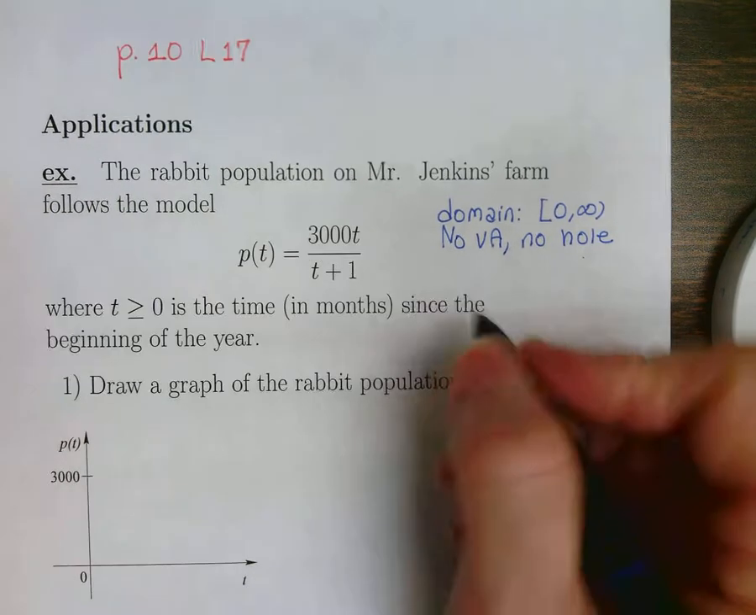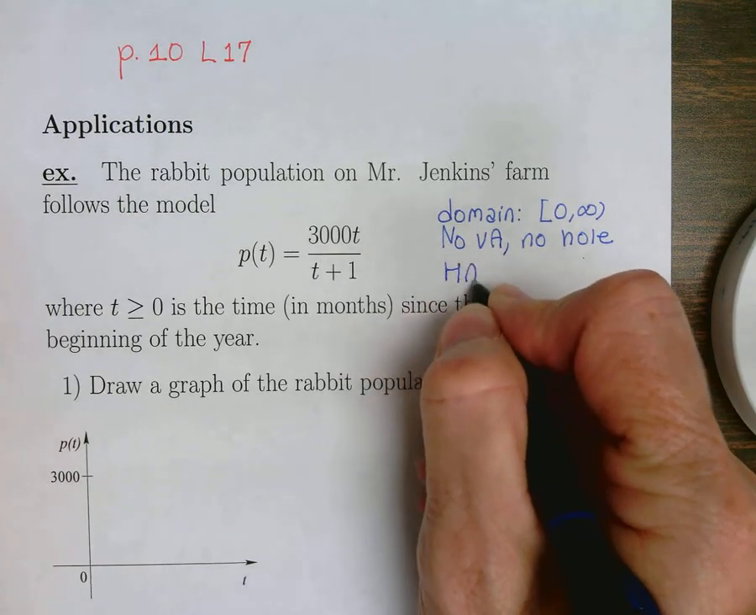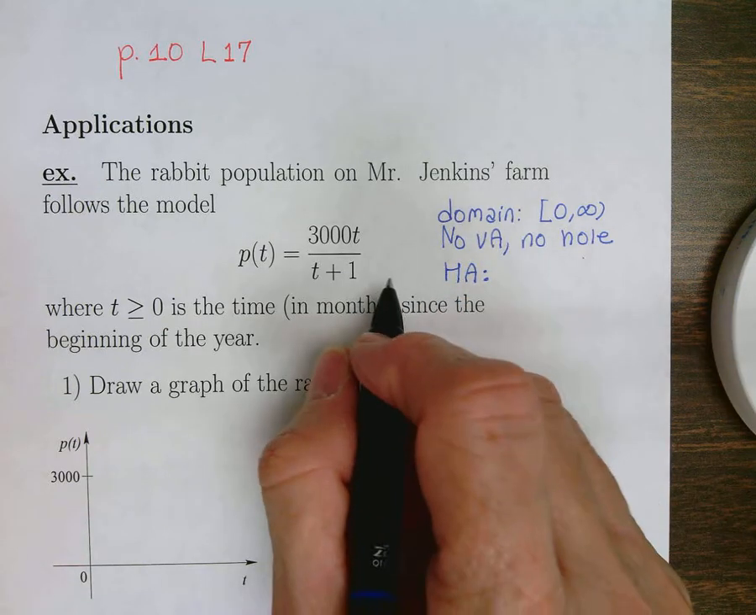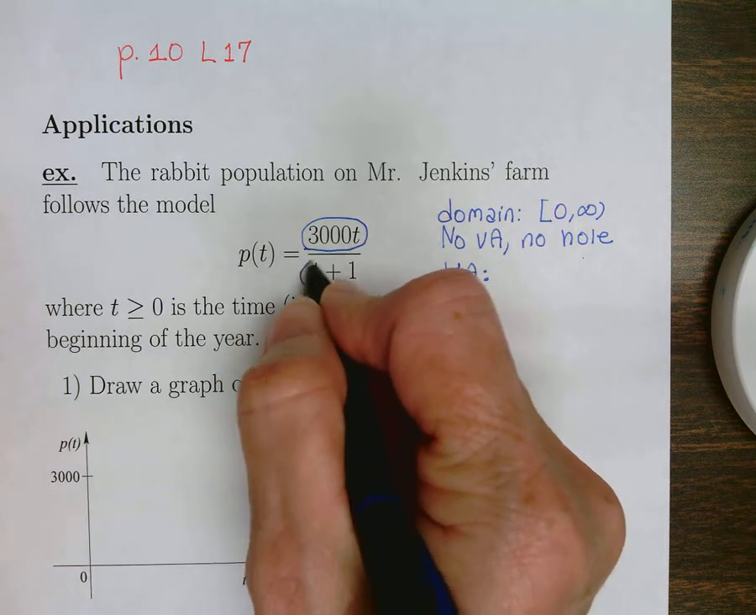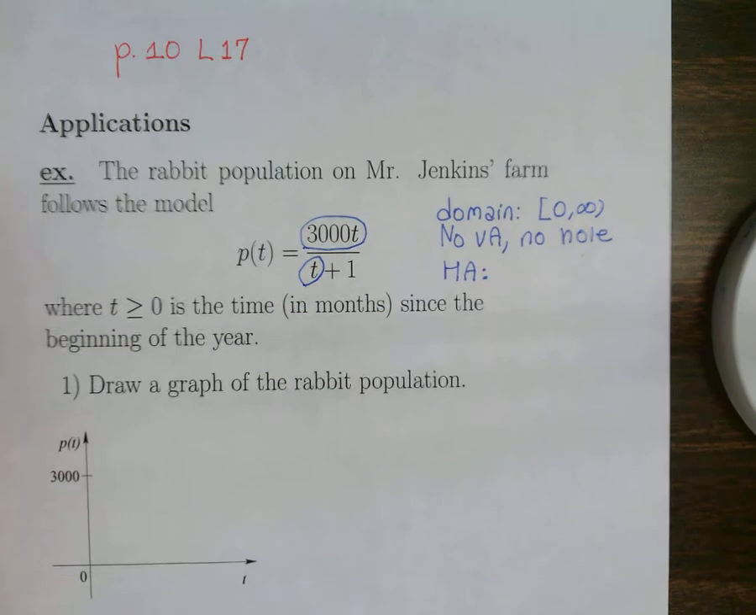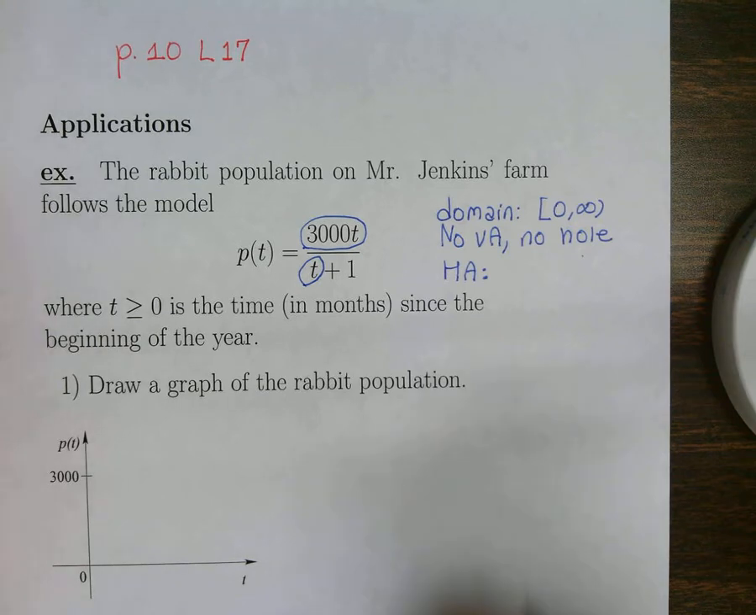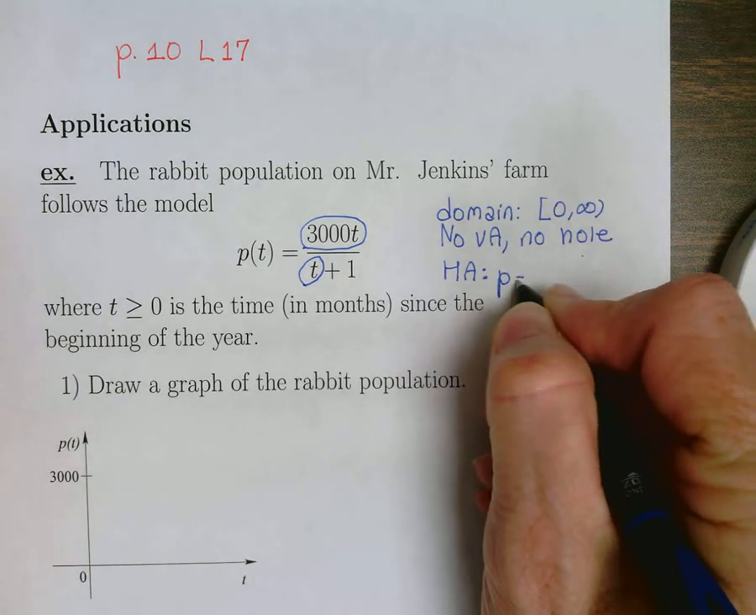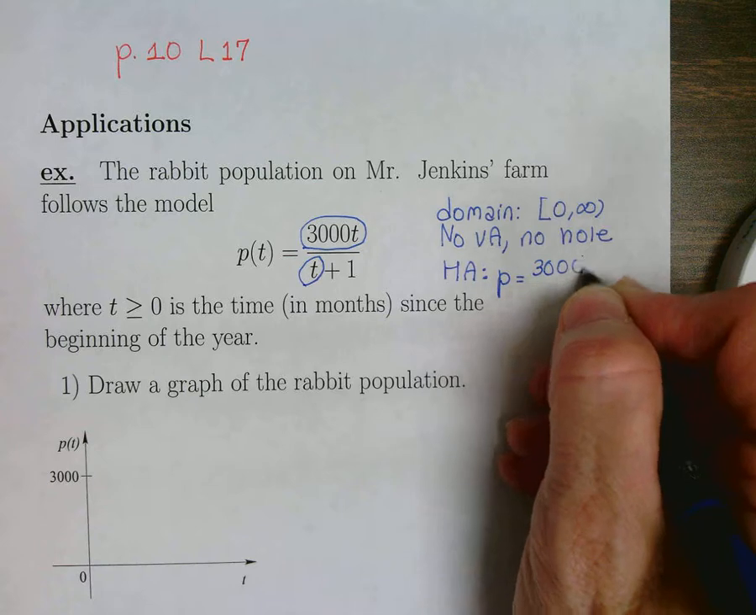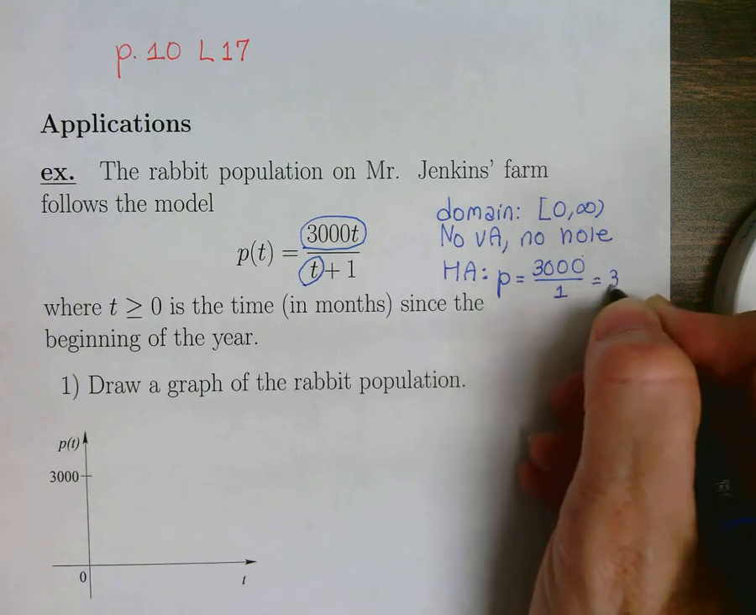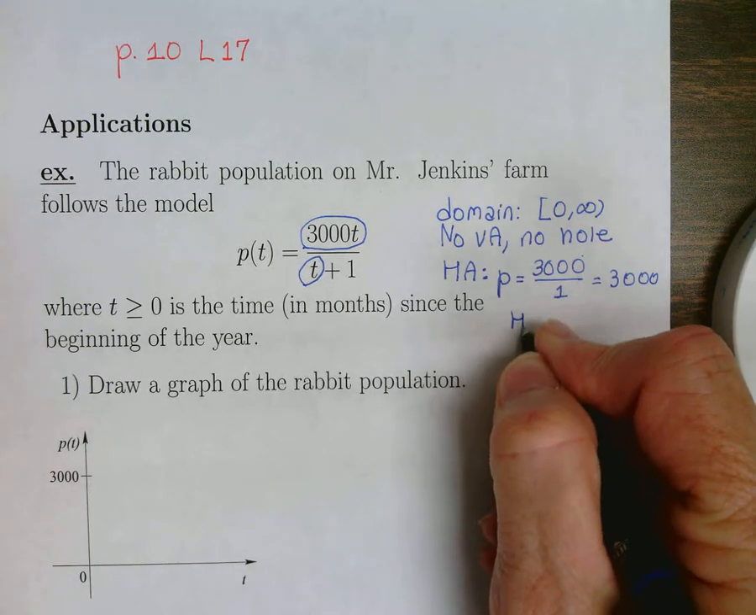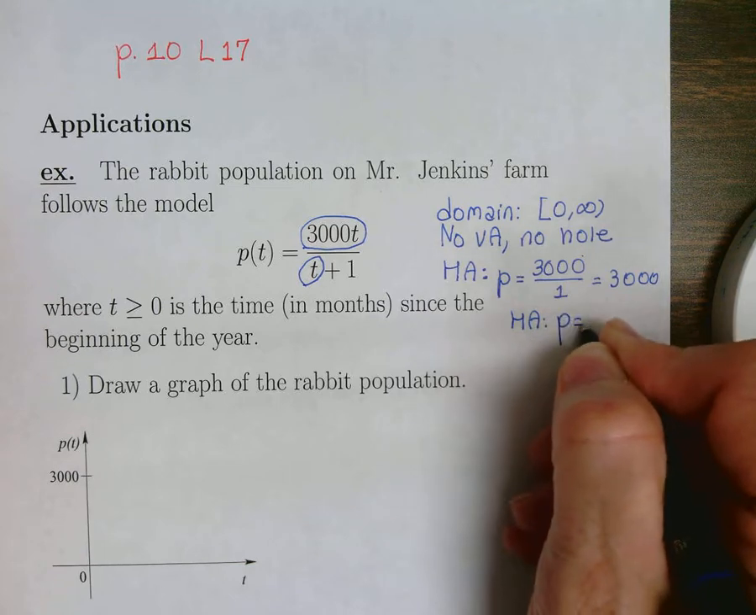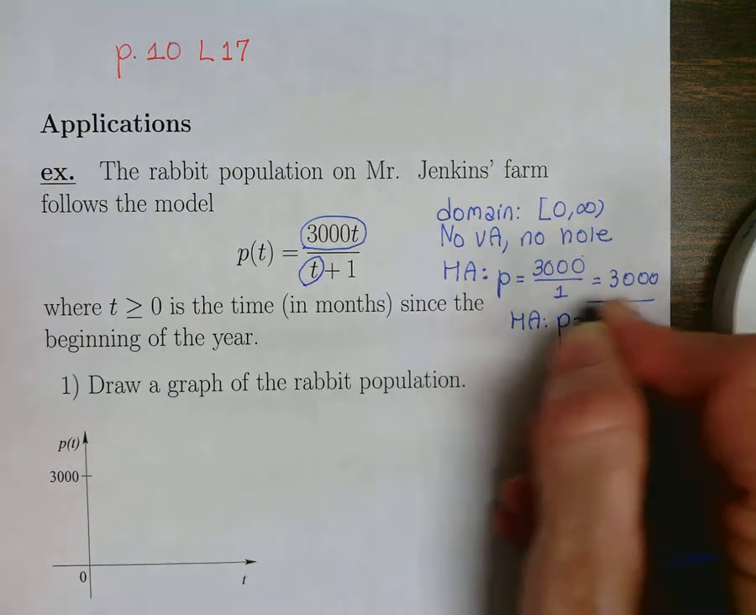Okay, what about a horizontal asymptote? We apply our rule. The numerator and denominator have the same degree, so it will be where P is equal to 3,000 over 1, or 3,000. Remember, instead of y, we're using P for population. So we have a horizontal asymptote at P equals 3,000.